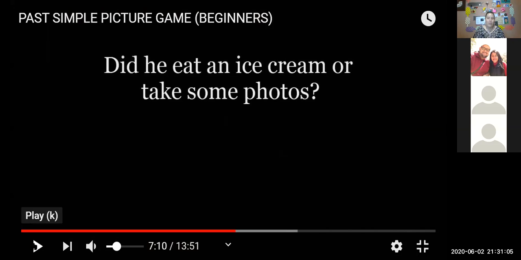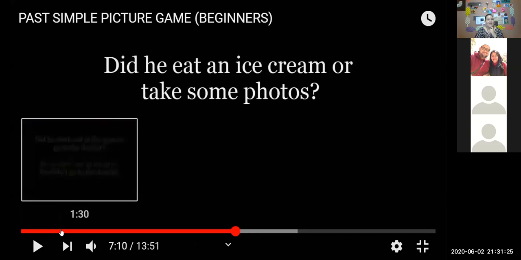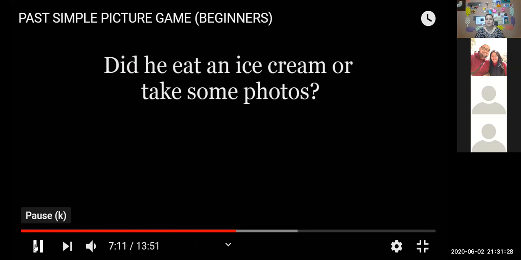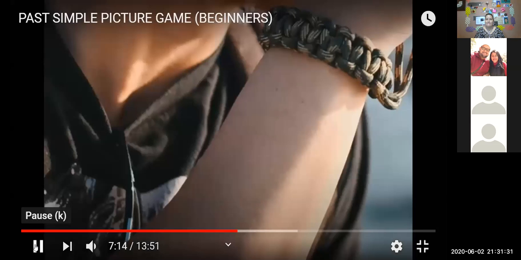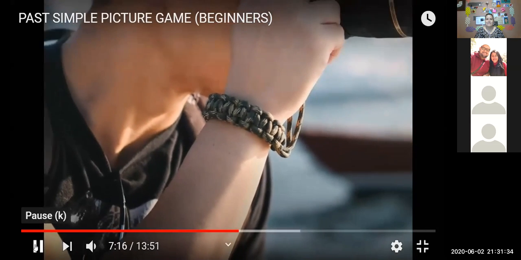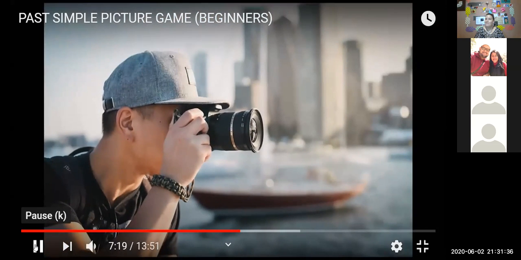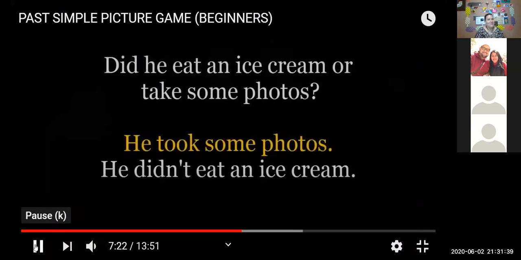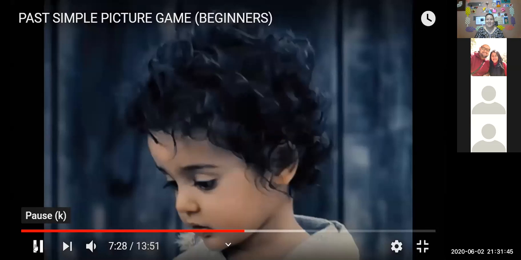Did he eat an ice cream or take some photos? What do you guys think? He had ice cream. He took some photos. He didn't eat ice cream. Okay. Let's find out. Great. He took some photos. He didn't eat an ice cream. Very good. Next one.